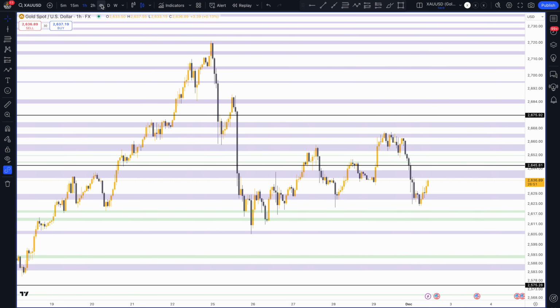That move could, in turn, if we do see a bullish move throughout the start of the week, see a bullish continuation if that news is positive for gold. So that's definitely something to look out for this week.